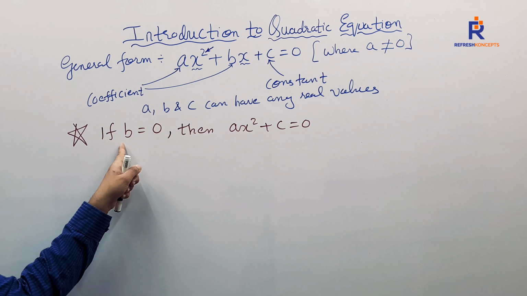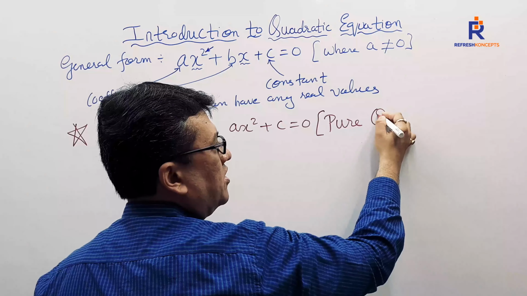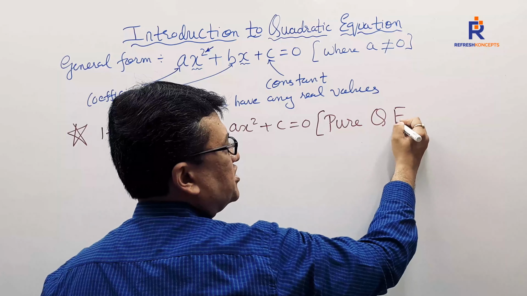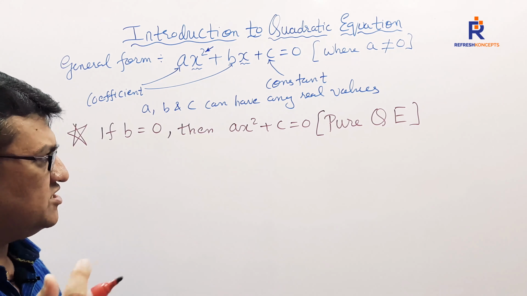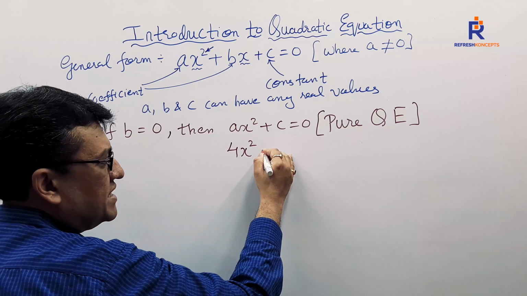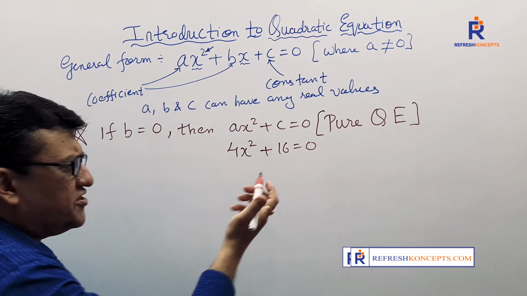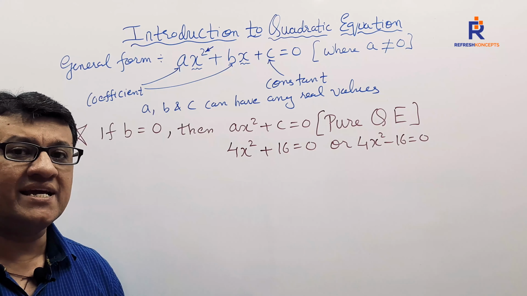And children, this is a special type of quadratic equation. Such quadratic equations are termed as pure quadratic equations. I'm just writing a shortcut for quadratic equation. So say for example, 4x square plus 16 equals to 0, or for that matter one can say 4x square minus 16 equals to 0. Here c is positive, here c is negative. So each of them is nothing but a pure quadratic equation.